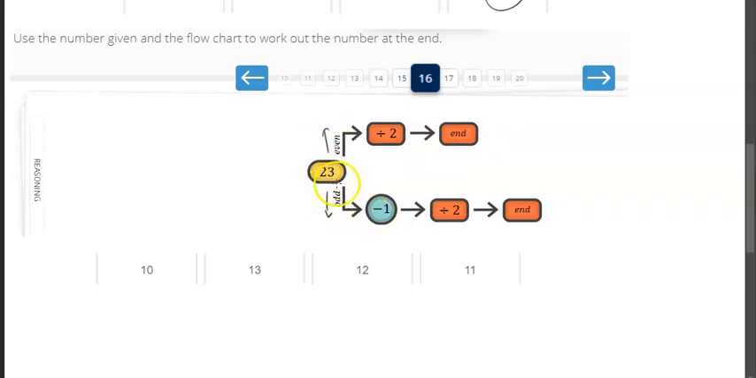So the first thing we're going to do, from 23, we know it's odd, we're going to subtract 1 from 23. So 23 take away 1 is 22. And then with this 22, the next step is to say divide by 2. And 22 divided by 2 in this case is 11. And then when the next step says end, we have ended it, knowing that our number is 11.